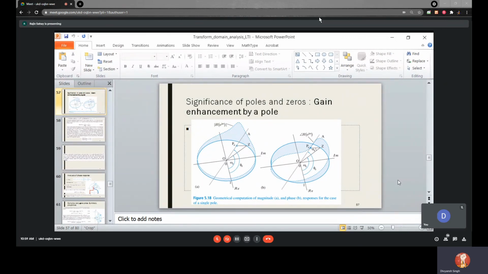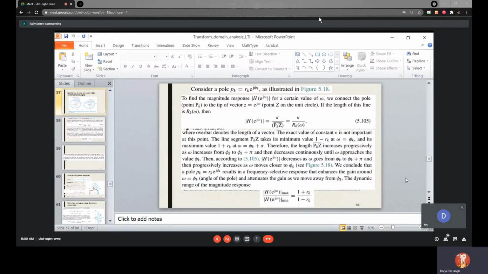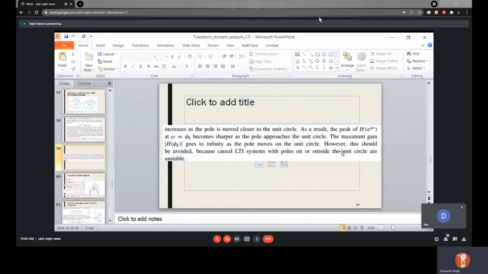It should not be on the unit circle, because if it is on the unit circle, then your system will become unstable. So for your filter to be stable, all poles should be inside the unit circle. So the pole has to be closer to the unit circle, and the maximum gain will happen at phi k, and the gain will be very sharp. So you will get a very sharp increase in the gain as omega is equal to phi k.